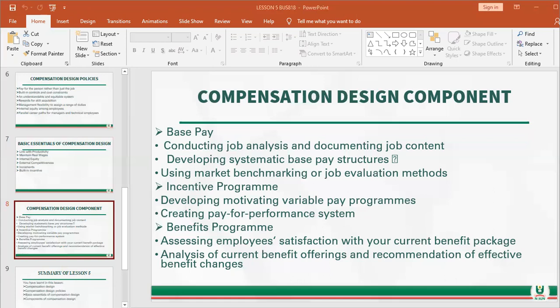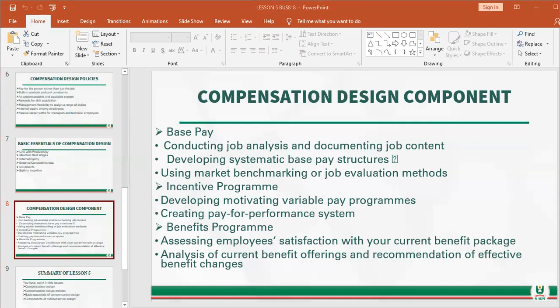Carrying out the survey would actually let you know if they are satisfied or not, if there is anything you need to change, or if you need to still maintain that system. Then lastly, under benefit program, analysis of current benefit offering and recommendation for effective benefit changes. The program would also allow any recommendations by employees towards the betterment of the compensation design.